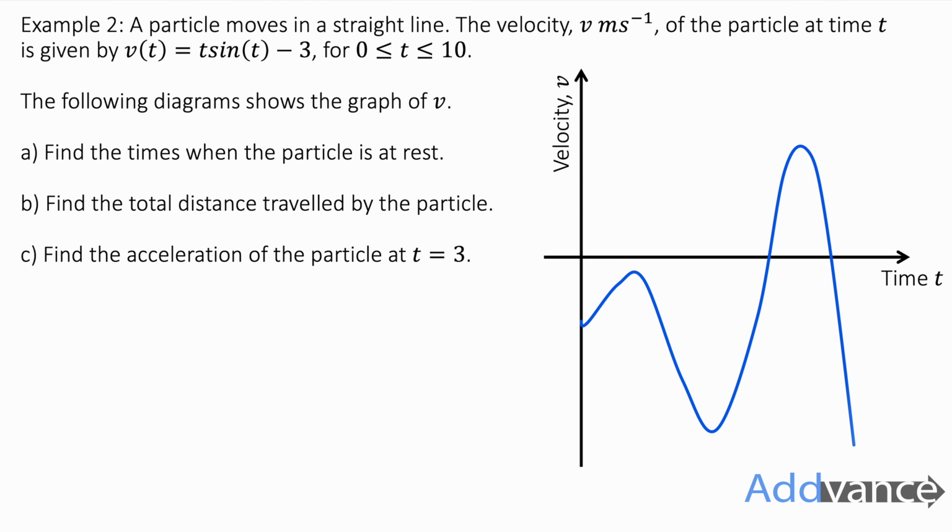Now, this is another question. It says a particle moves in a straight line. The velocity of the particle at time t is given by v of t equals t sine t minus 3, between 0 and 10 seconds. Find the times when the particle is at rest.